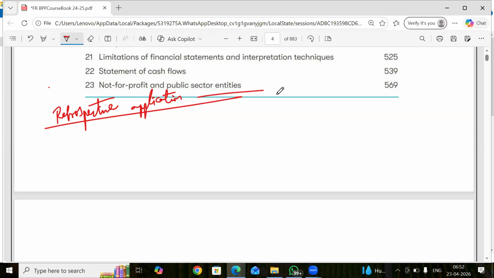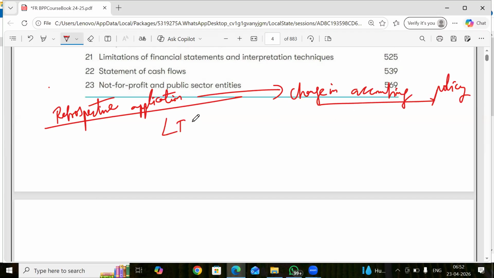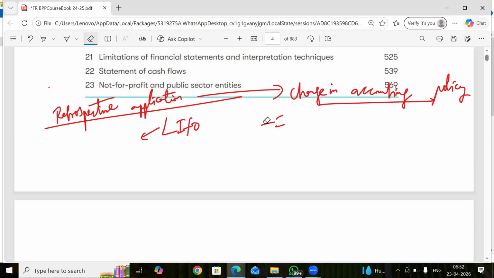Retrospective application is applicable in case of change in accounting policy. Now, what is change in accounting policy? If you were using LIFO previously, that is last in first out method, and now you're using FIFO, or you want to change to AFCO, which is weighted average. LIFO we will not take. LIFO is not allowed in IFRS.